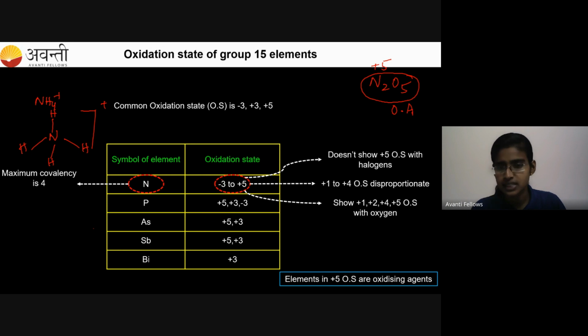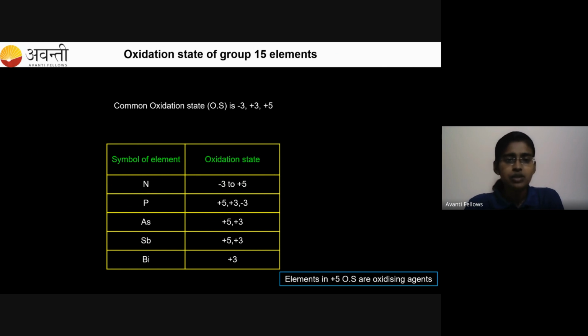What is an oxidizing agent? Electron accepting reagents. So this N2O5 will go and accept the electrons from the species with which it is reacting. It will take the electrons from that atom and keep them. Okay, electron acceptors. Fine. Now coming to the story of phosphorus.